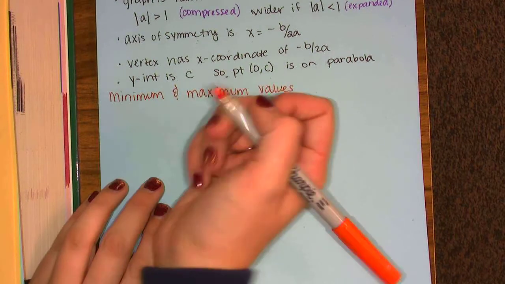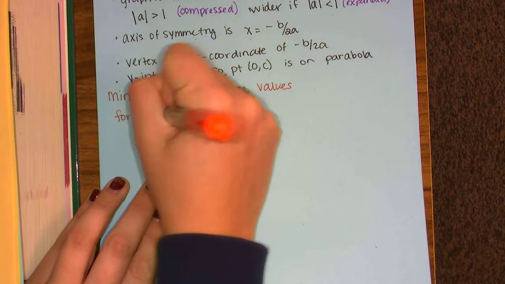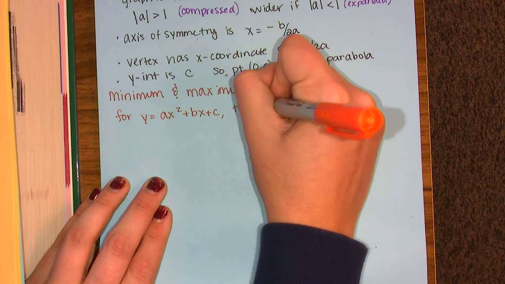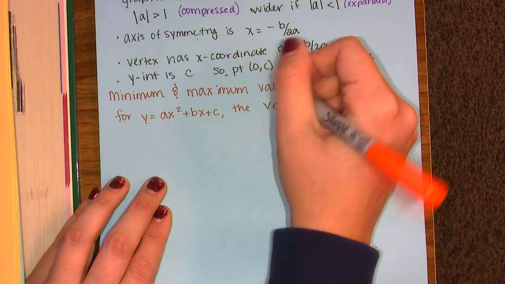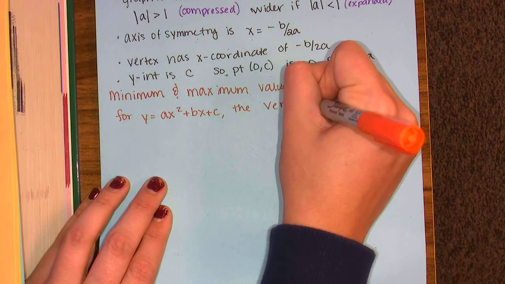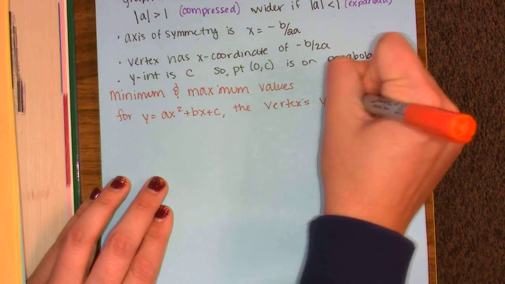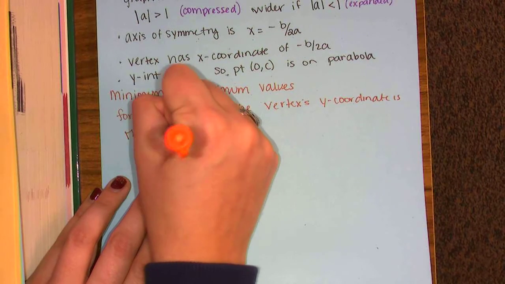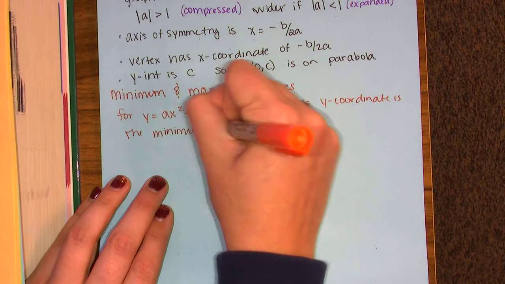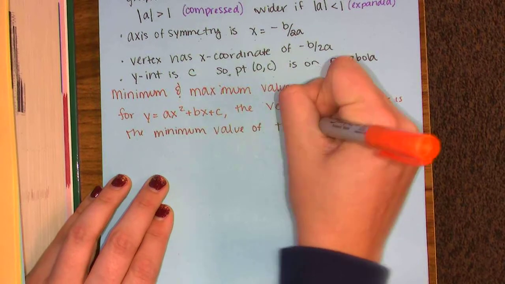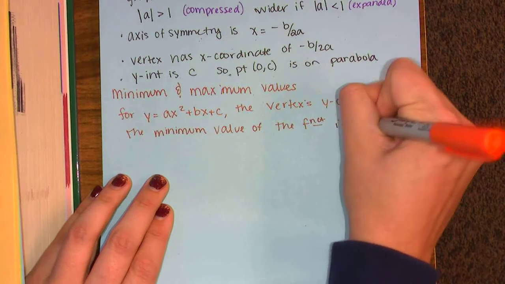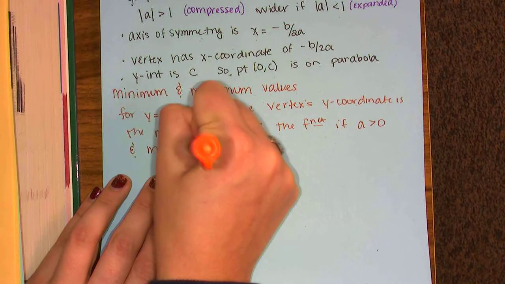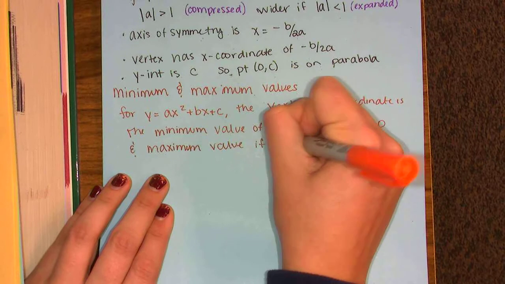Alright, so for y = ax² + bx + c, the vertex y-coordinate is the minimum value of the function if a is greater than 0, and it's the maximum value if a is less than 0.